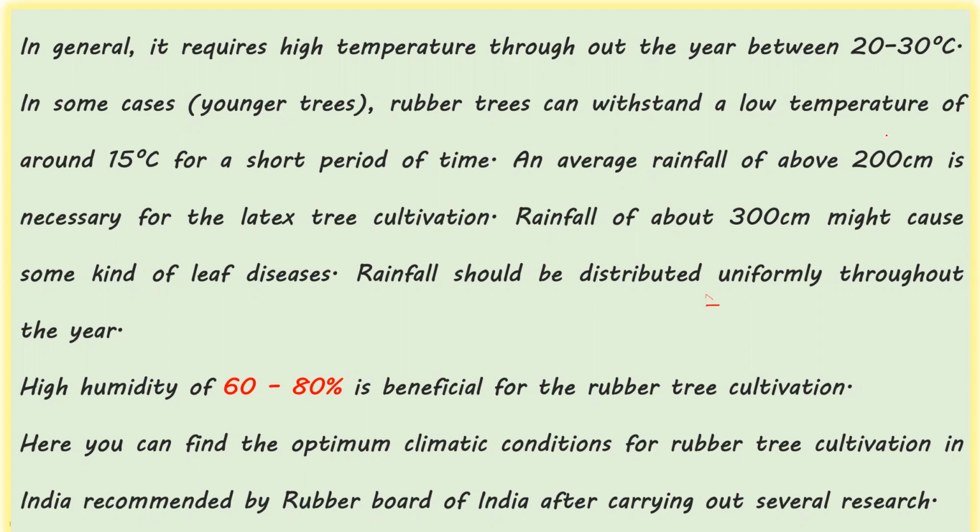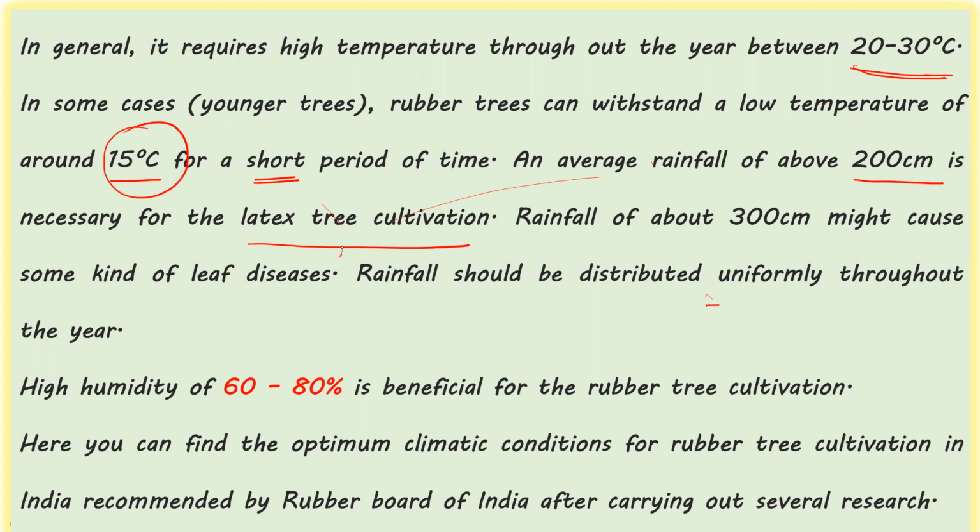So the ideal temperature for cultivation of rubber is what? Please take a note. It is 20 to 30 degrees Celsius. In some cases, like for younger trees, rubber trees can withstand a low temperature of 15 degrees Celsius for a short period of time, not forever. An average rainfall of above 200 centimeters is necessary for rubber tree cultivation. All right. Rainfall of about 300 centimeters might cause some kind of leaf diseases. Please remember. And last but not the least, a very important point is rainfall should be distributed uniformly throughout the year.